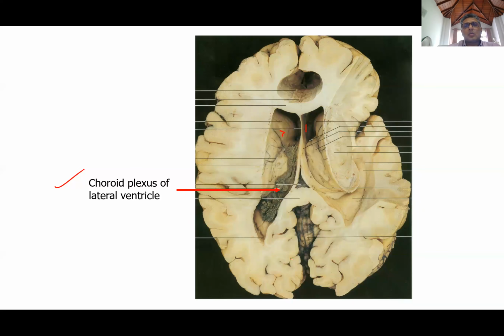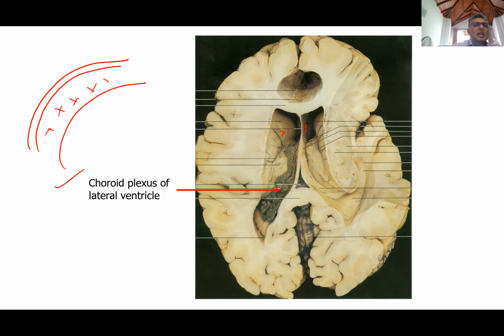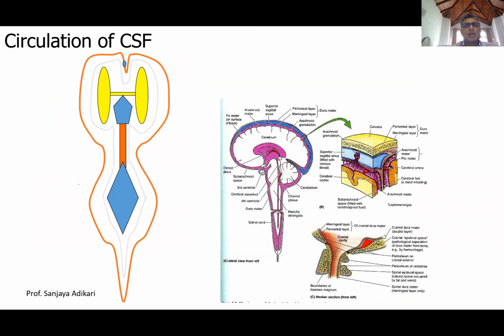Then they get released into the gap between, now you have the dura mater like this, you have the arachnoid mater, then you have the pia mater. Now this space between the pia mater and arachnoid mater of the brain and spinal cord is called the subarachnoid space. Now this CSF inside the cavities is released through certain places into the subarachnoid space.